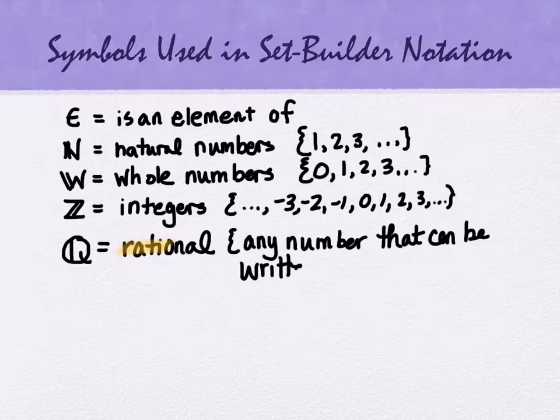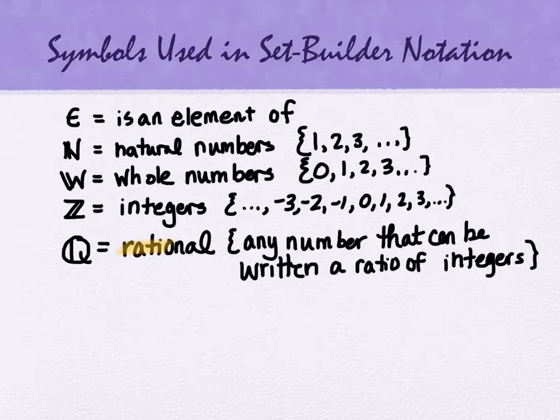More specifically, it can be written as a ratio of integers. So these rational numbers are items that, no matter what they look like in their original form, you could write them as a fraction. Like the number 3 is a rational number because you can write it as 3 over 1. Right? You can write it as a ratio of integers.